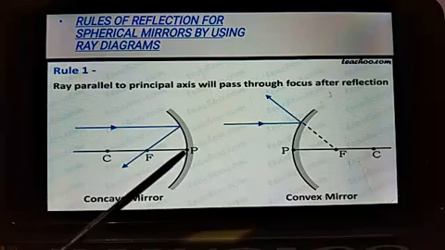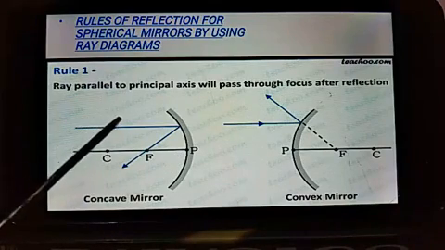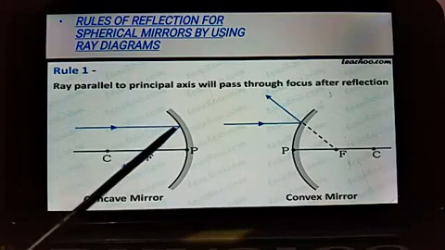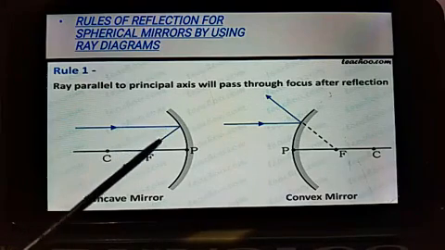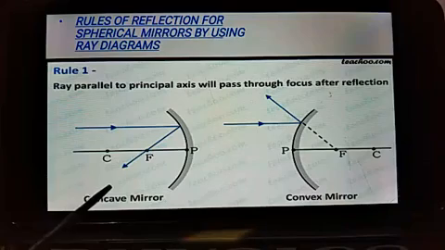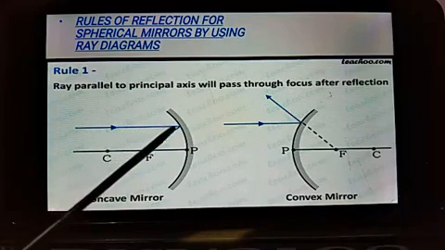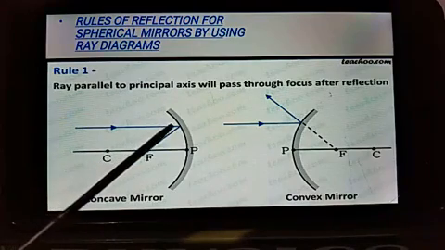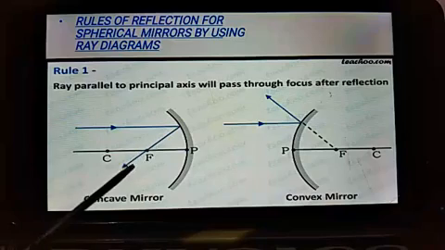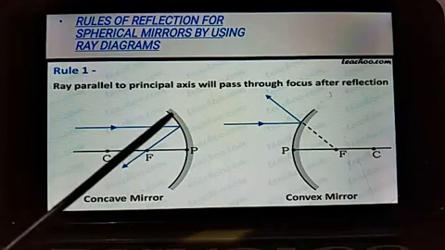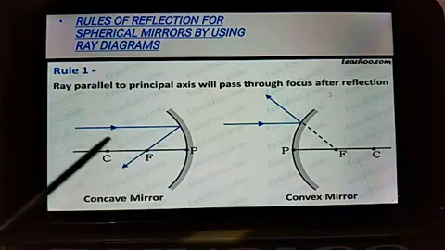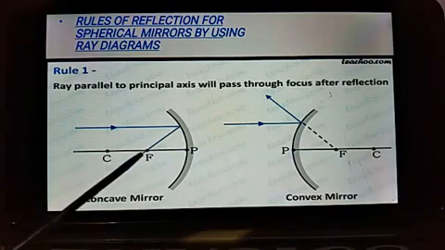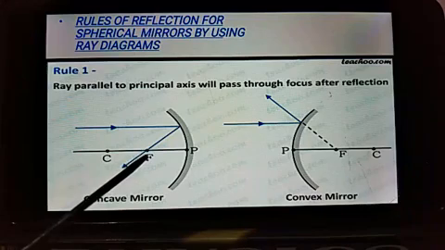So here we have the principal axis. Any ray of light which is coming parallel to the principal axis passes through the focus of the mirror after reflection. Here is an incident ray of light striking the mirror, and after reflection it will bounce back. This was the incident ray, this was the reflected ray. This reflected ray would pass through the focus of the mirror.